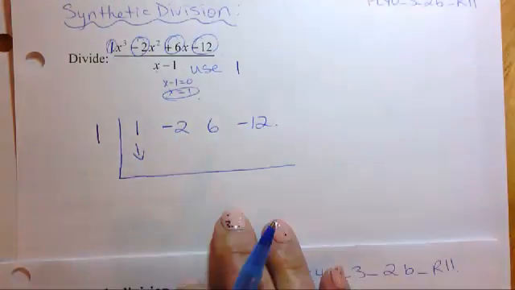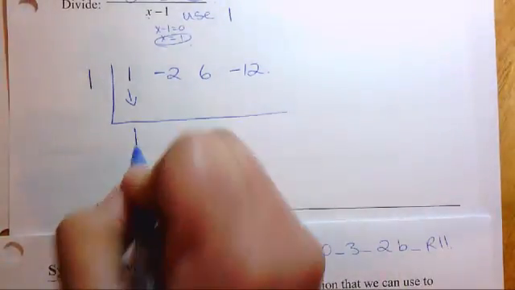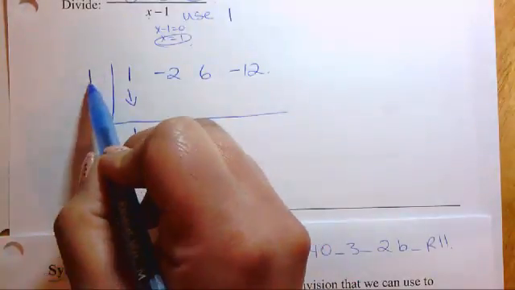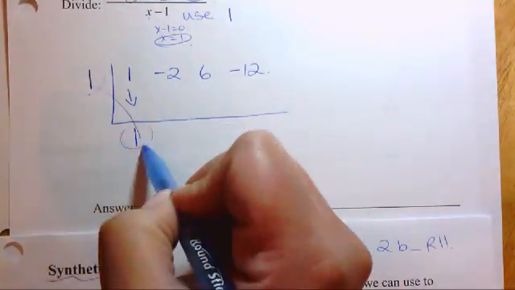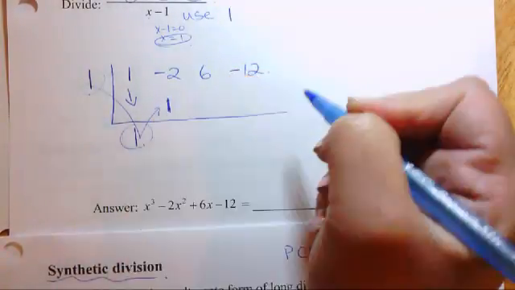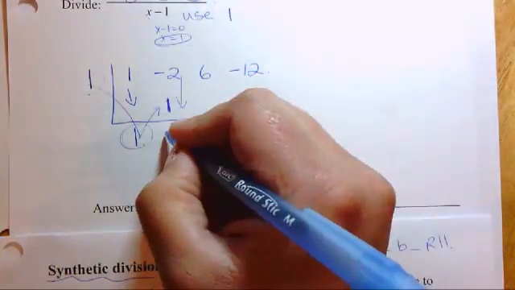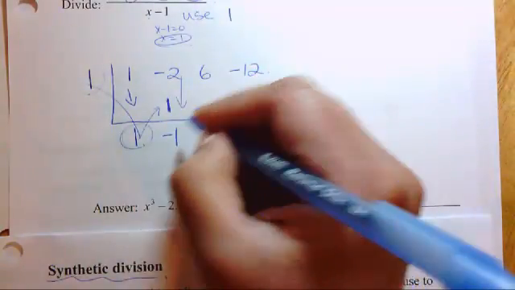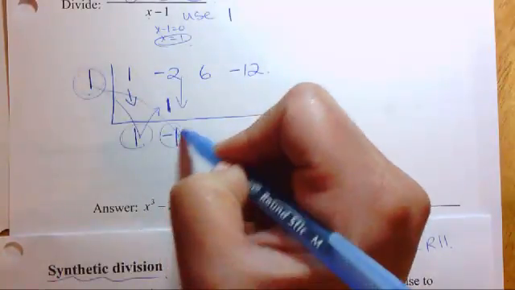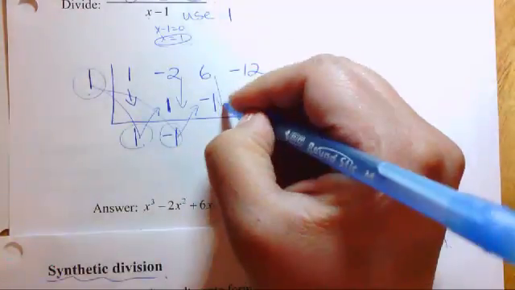First thing you're going to do is bring down the first coefficient, and we're going to write a 1 there. Then what we do is we take this divisor and we multiply it by this number here, and we write the answer there. So that's 1. Now what I do is I add down. So adding that gives me negative 1. And I'm going to take this divisor, multiply it by that negative 1, and write the answer up here. So that's negative 1. Now I'm going to add down.